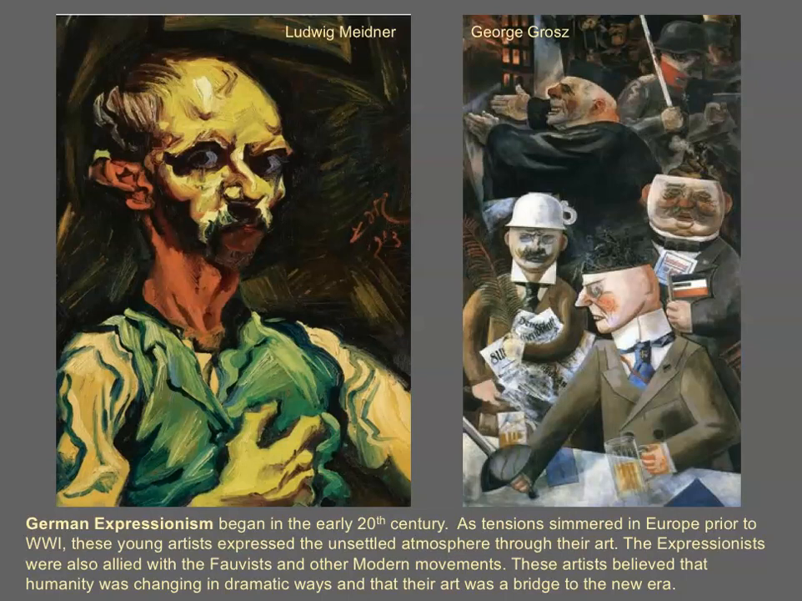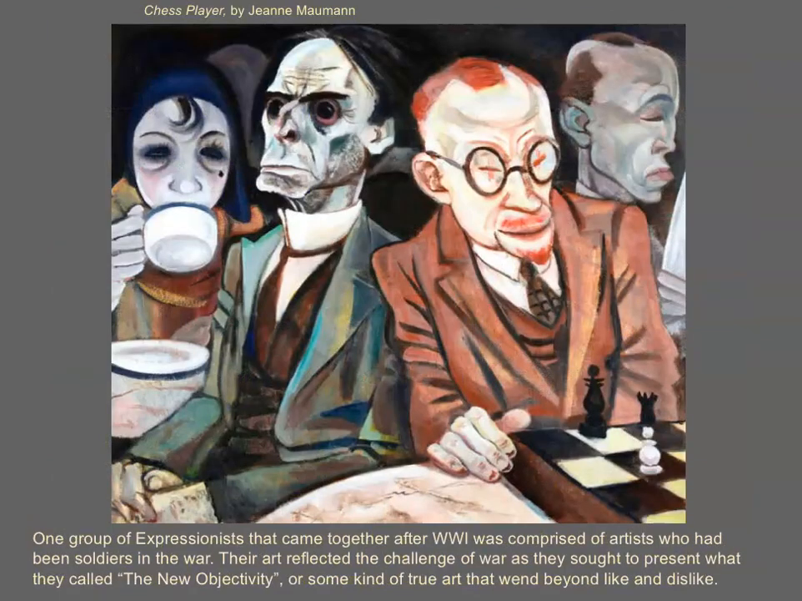These expressionists were also friends or familiar with the work of the Fauvists. They were the wild beasts of color that we talked about last week, and you can see this in some of the work, like here. They also believed that humanity was changing in dramatic ways and that their art was a bridge to the new era. One of the schools of German Expressionism was called Die Brücke. What does that mean? The bridge. And that would be literally that this art was the bridge to the new means of expression.